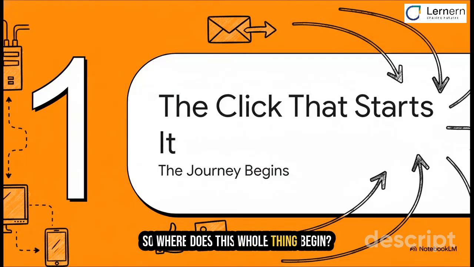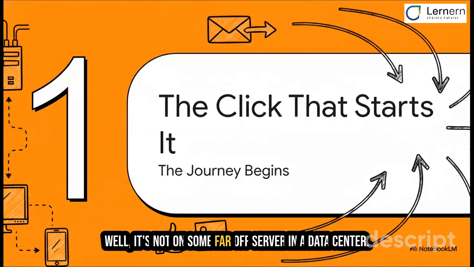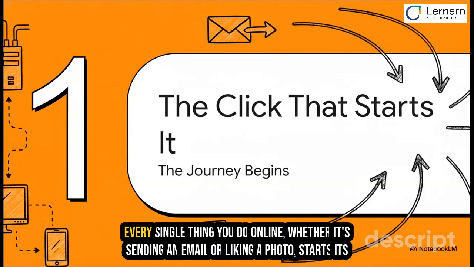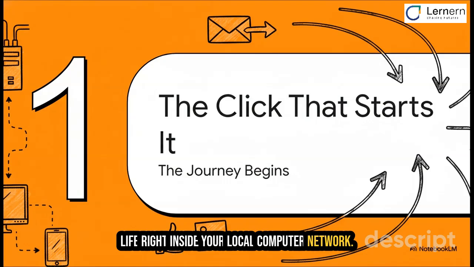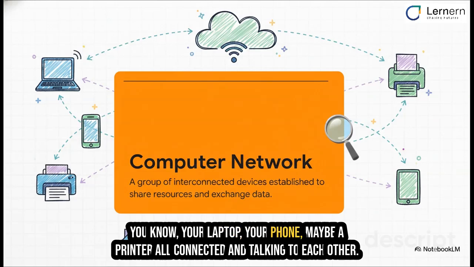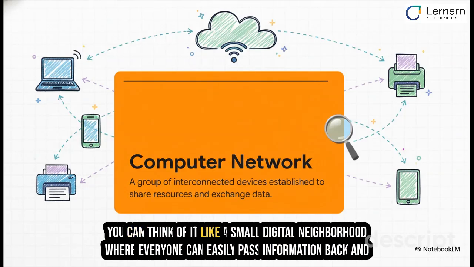So where does this whole thing begin? Well, it's not on some far-off server in a data center. Nope, it starts right where you are. Every single thing you do online, whether it's sending an email or liking a photo, starts its life right inside your local computer network. At its most basic level, a computer network is really just a bunch of devices. You know, your laptop, your phone, maybe a printer, all connected and talking to each other. You can think of it like a small digital neighborhood, where everyone can easily pass information back and forth.